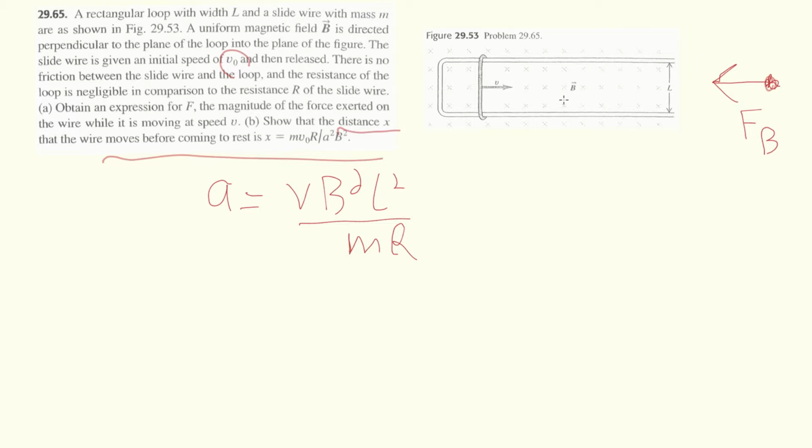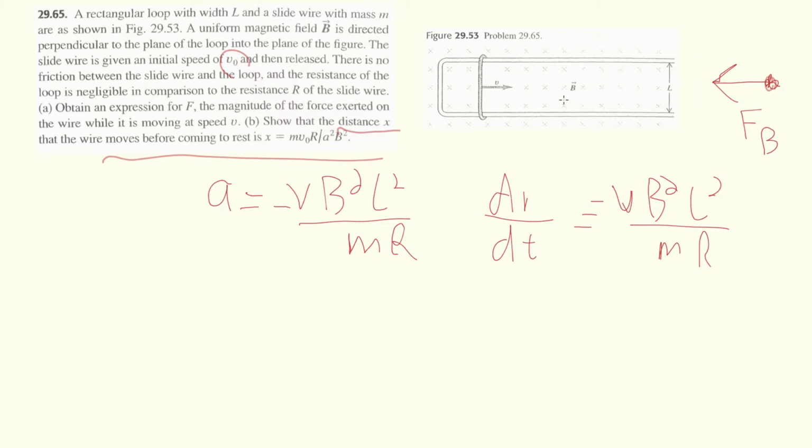Okay, which we're going to rewrite as dV/dt equals V B squared L squared over MR. And it's going to be negative. I should point that out because it is acting in the opposite direction.